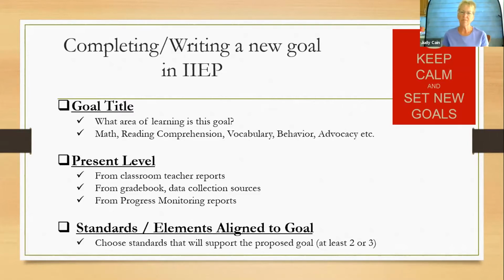Then the present levels. I always got input from classroom teachers and from interpreters, from their progress monitoring reports, from their grade books, wherever you can garner information from. If you had data collection sheets, anything like that, as much information as you can get to show where this student currently is for this goal area is good. So the more you can get, the better.